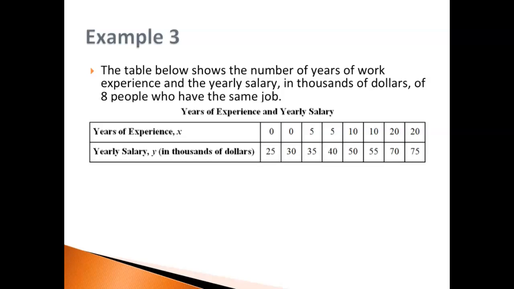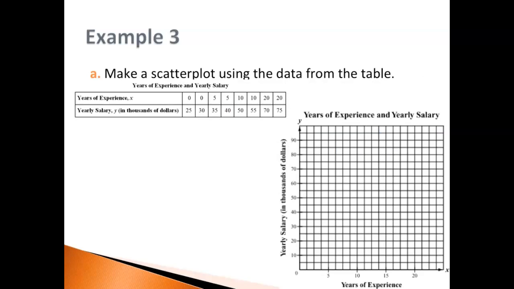All right, so part A. Make a scatter plot using the data from the table. Now you have this graph already here. We see that along the x-axis, we have the number of years of experience. Along the y-axis, that's the yearly salary. So let's go ahead and plot what we have here from our chart. So we have 0, 25, 0, 30. We have 5, 35, 5, 40, 10, 50, 10, 55, 20, 70, and 20, 75.